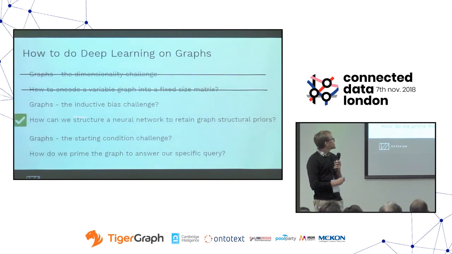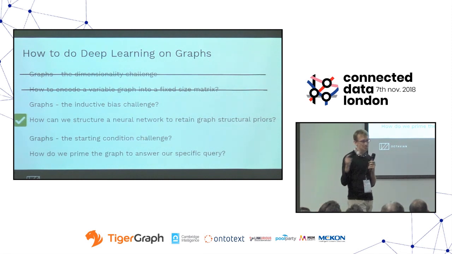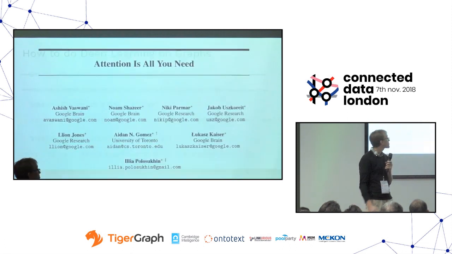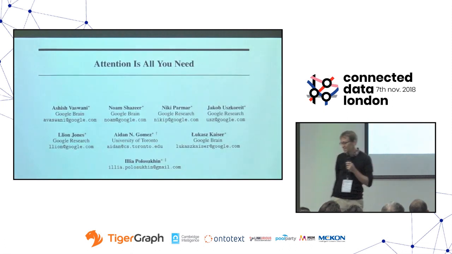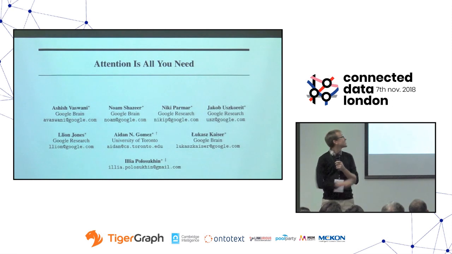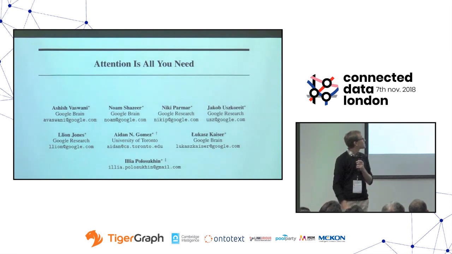So now we've solved this inductive bias challenge with DeepMind's algorithm. Now we have this starting condition challenge. How do we take a specific question and prime the graph to answer that question? Okay, attention is all you need. These guys know what they're doing.